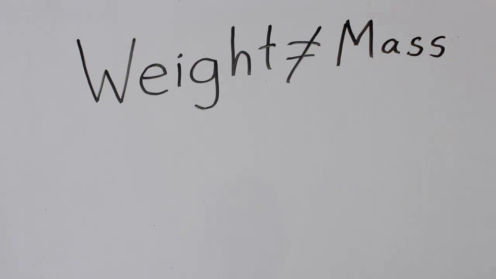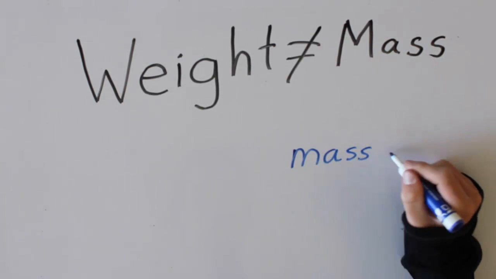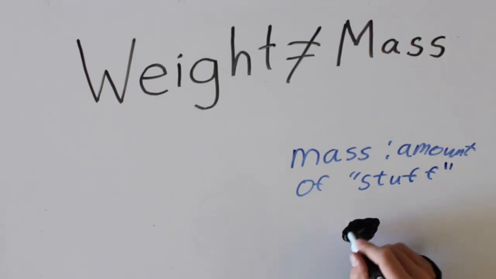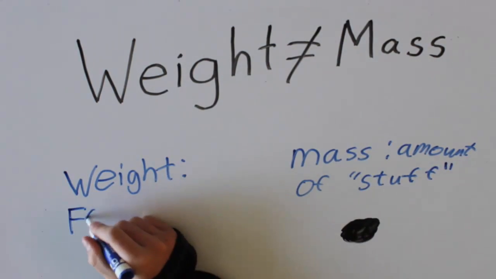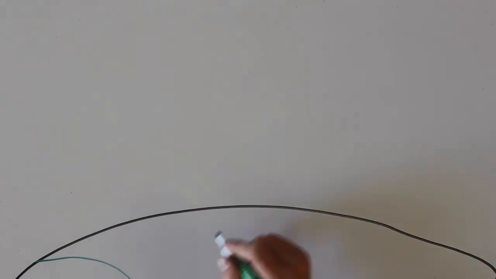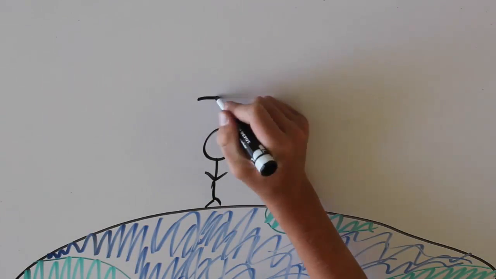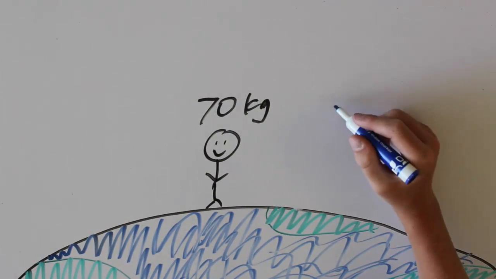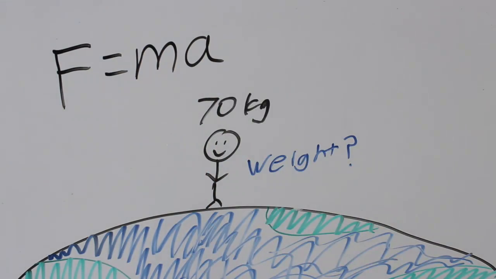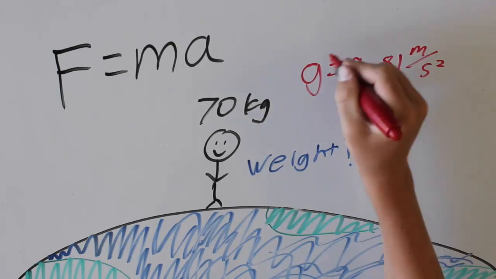For this problem, we first have to understand that weight is actually a force, unlike mass. Mass is the amount of stuff in an object, and weight is the amount of force applied by gravity to that stuff. With that in mind, using Newton's second law, what is the weight of a 70-kilogram person standing on Earth?